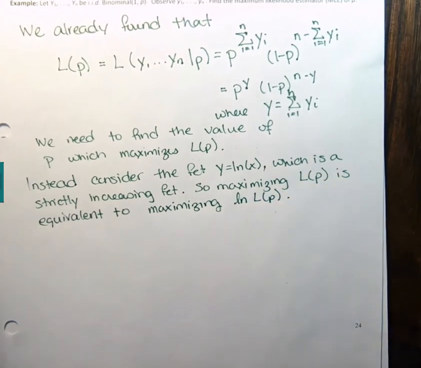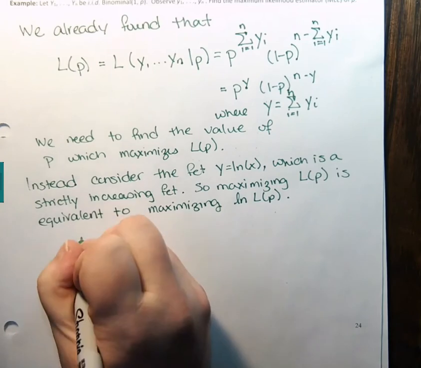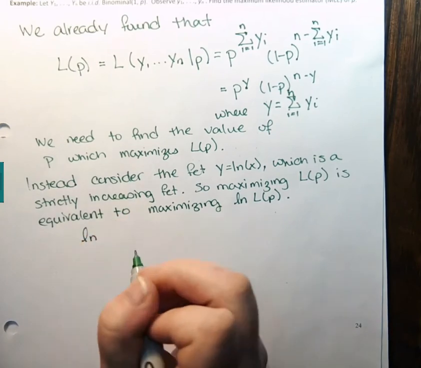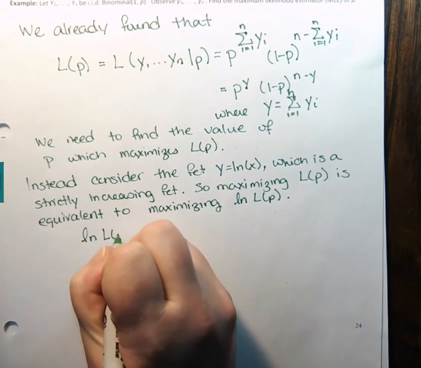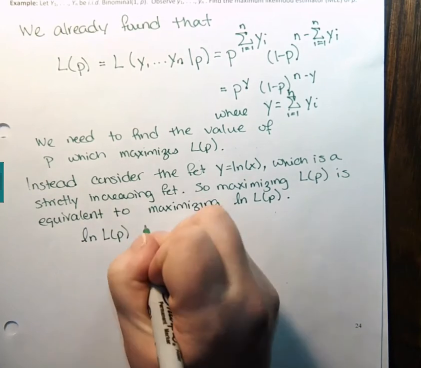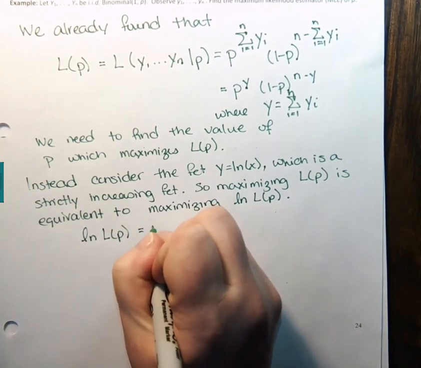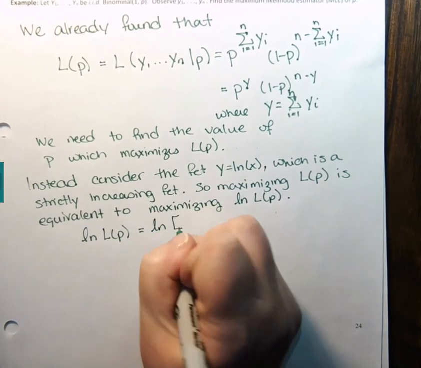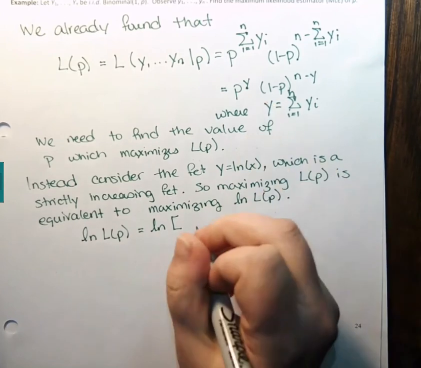and we call this the log likelihood. In general, when you're working with method of maximum likelihood, you're usually going to maximize the log likelihood, which is, again, the natural log of the likelihood function. So notice in this case, if we find the natural log of L of p, that's going to be equal to the natural log, and I'm just going to plug in what L of p is.